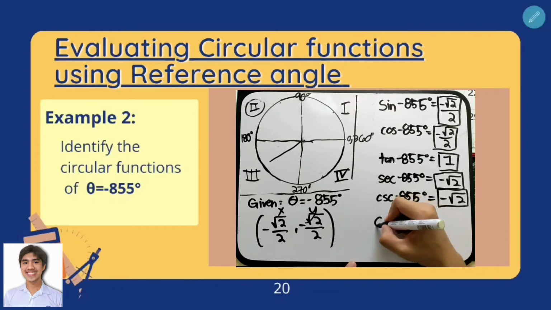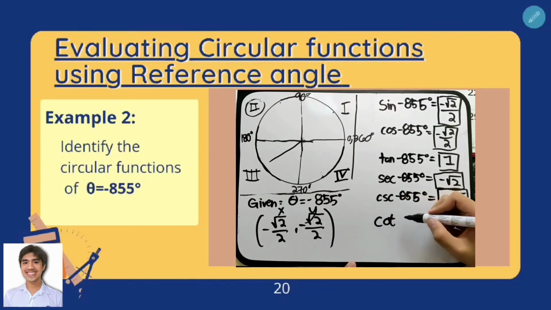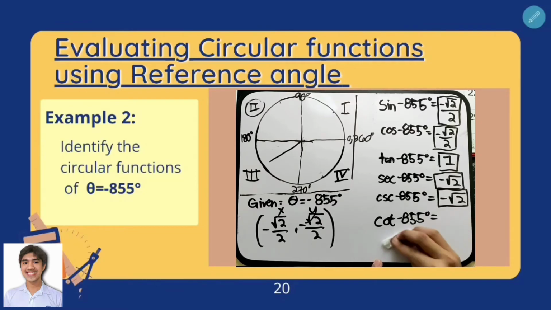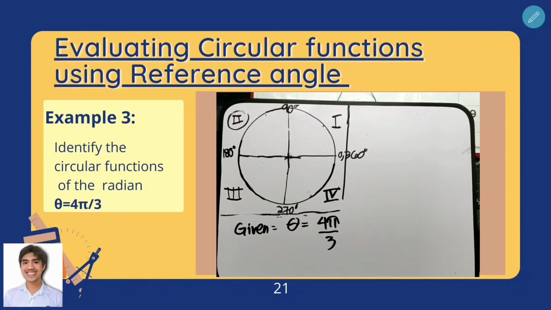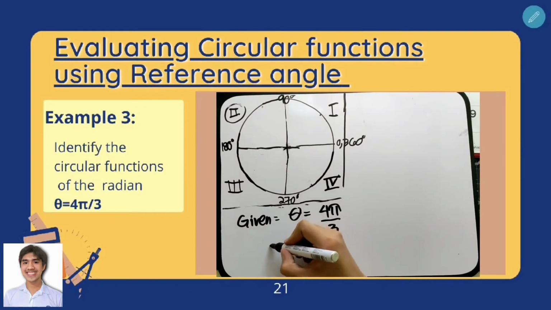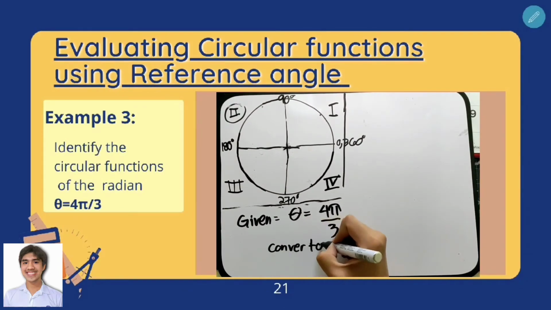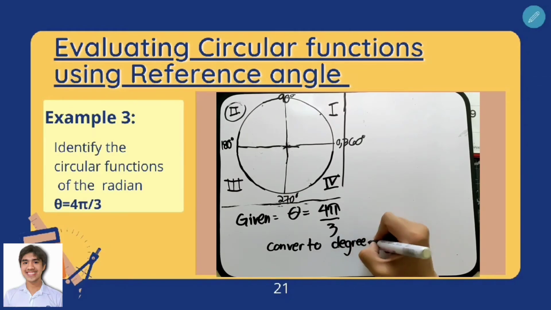And for our last circular function, cotangent of negative 855 degrees, it is the reciprocal of tangent. So, 1 over 1 is the reciprocal of our tangent. And 1 over 1 is also equal to 1. For our last example, identify the circular functions of the radian theta is equal to 4 pi over 3.